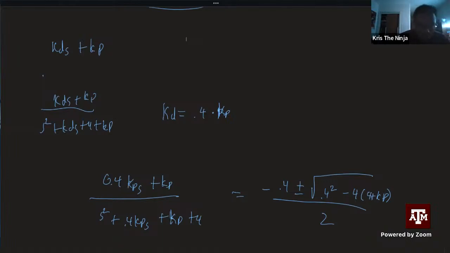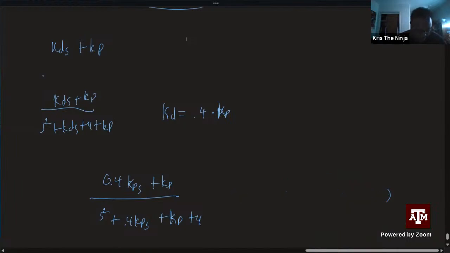So we have the root locus of equation 1. So we got minus 0.4. So this is the root locus of equation 1. Let me lasso all that. Erase that. Hit that.